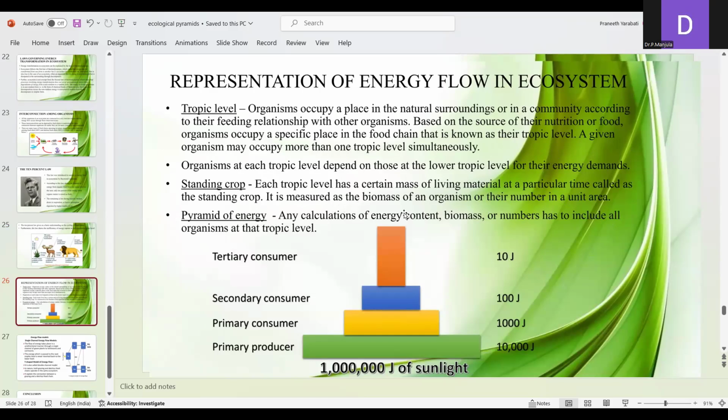And it is measured as the biomass of the organisms or their number in a unit area. So, pyramid of energy: any calculation of energy content, biomass, or number has to include all organisms at the trophic level. This is again the energy flow, the amount of energy from the sun to producers. As the trophic level increases from the primary producers to the tertiary consumers, the amount of energy is decreasing, from 10,000 to 1,10 joules.